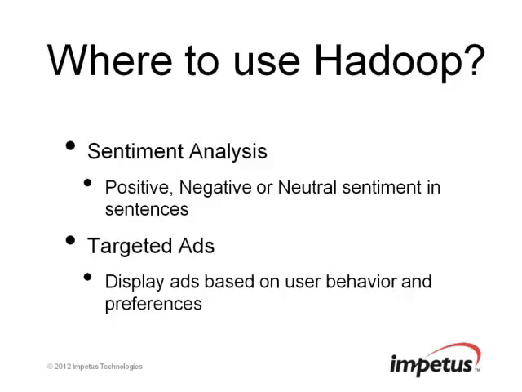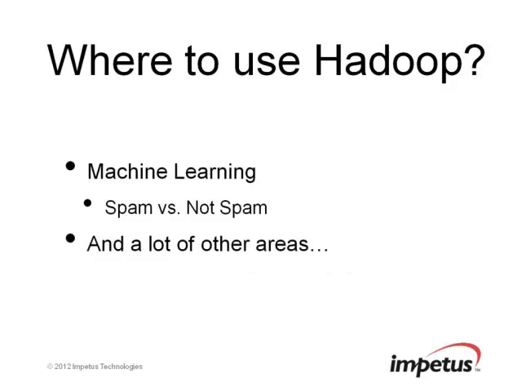Also, machine learning is another really interesting area where Hadoop is being leveraged these days. A very complex but very important task, such as identifying spam vis-a-vis other important emails, is an ideal case of machine learning and can be effectively addressed via Hadoop. In addition to all the use cases I just discussed, there are also a lot of other areas where Hadoop can be a perfect fit.